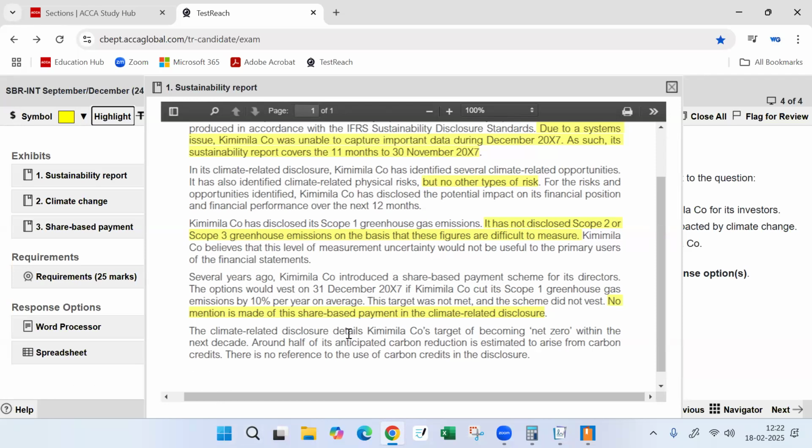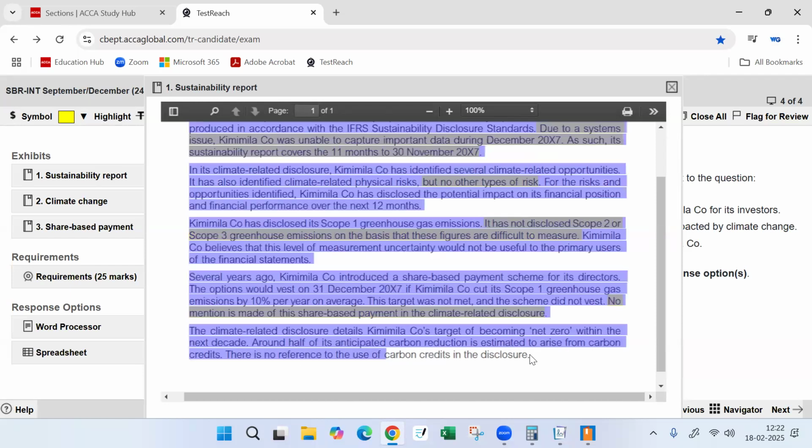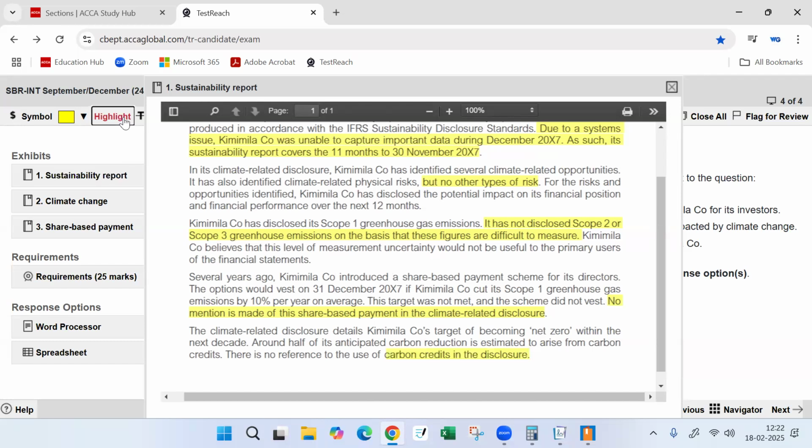And then the climate-related disclosure details Camilla's target of becoming net zero within the next decade. Right? Around half of its anticipated carbon reduction is estimated to arise from carbon credits. There is no reference to this use of carbon credits in the disclosure. So that has to be disclosed, isn't it? So Camilla uses carbon credits, and as per IFRS S2, they should have disclosed the fact that 50% of the reduction has been achieved, isn't it?